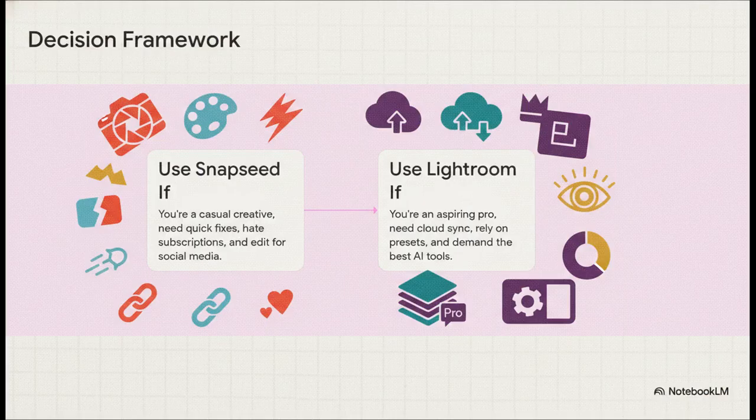Look, this was never about finding the single best app. It's about what's best for you. So here's the framework. Choose Snapseed if you're a casual creative, you just need quick and easy fixes, you absolutely hate subscriptions, and your photos are mostly for social media. Simple. Now choose Lightroom if you're an aspiring pro, you need that cloud sync between your phone and computer, you love using presets for a consistent style, and you want the absolute best-in-class AI tools and what's called color science, which basically means the most accurate, beautiful colors you can get on a phone.